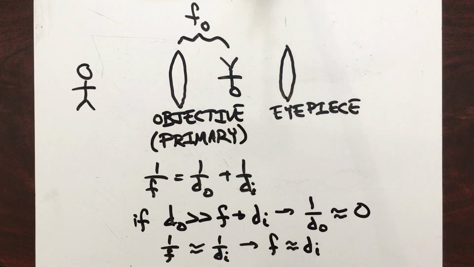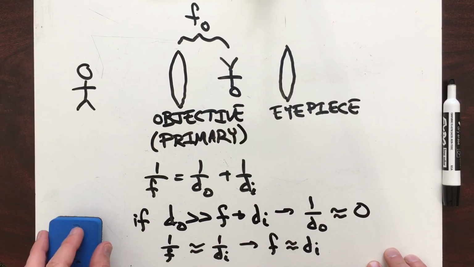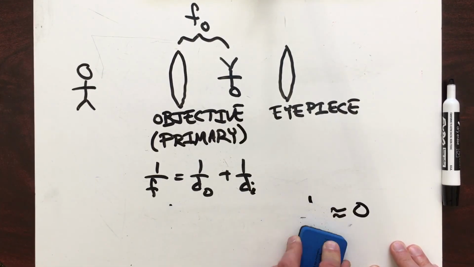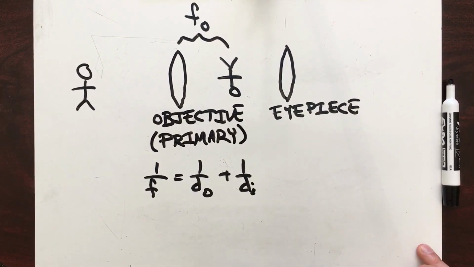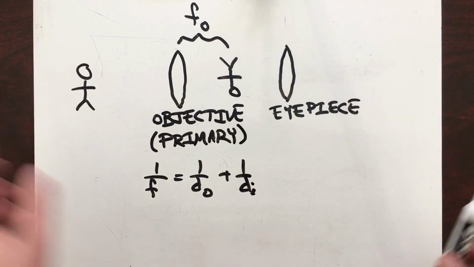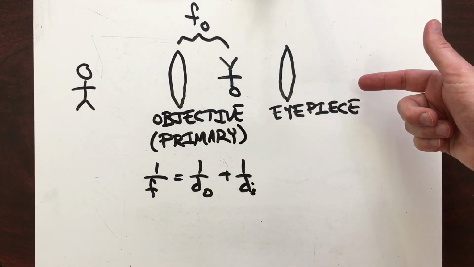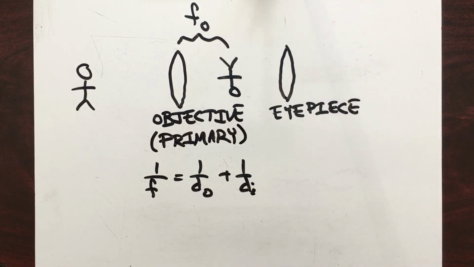Now, let me go over what's happening with the eyepiece. And I'm going to have to make a little space here, so let me erase what I just wrote. It's going to be very similar when we're dealing with the eyepiece, but instead of the object distance disappearing, it's going to be the image distance that ends up going away. And let me show how. It has to do with how our eyes work. When you're looking through the eyepiece, you want your eye to be in the most relaxed state.